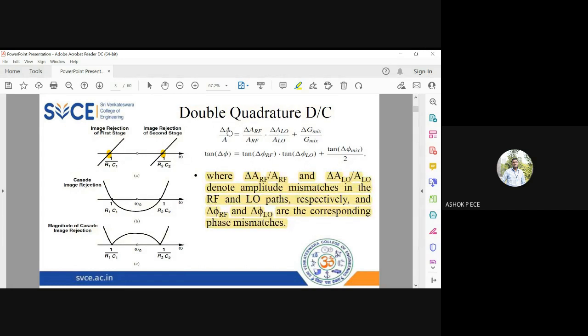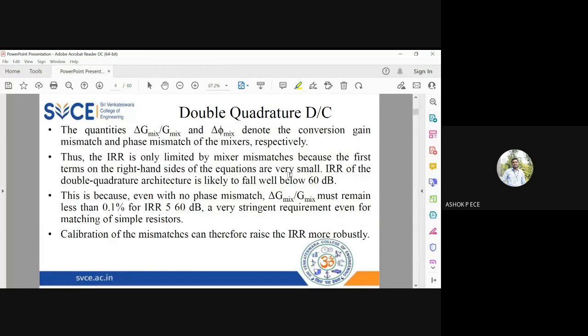and these will consider the gain and the phase mismatches. So delta A is going to be your gain, delta A LO is the gain of your local oscillator, delta A RF is the gain of your RF signal, and delta G mix is going to be the gain of your mixer. So when you consider the phase, this is the phase relation, this is going to be the gain relation.